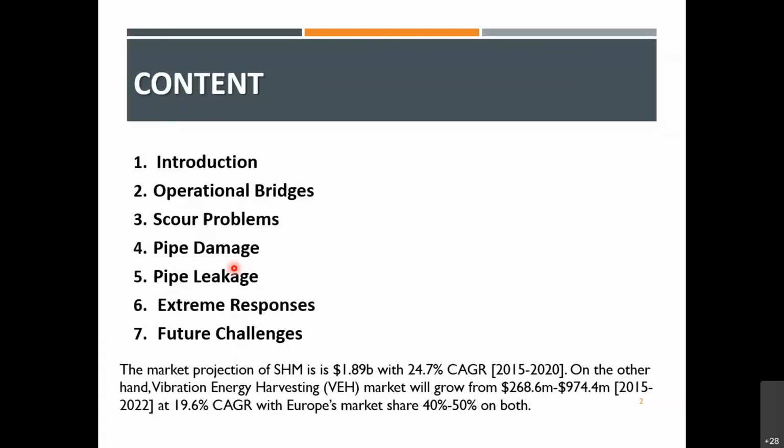I'll start with the idea that irrespective of the exact values I've written in this slide, the market projection of structural health monitoring is actually really high now. People are thinking about it. People have understood the need to put sensors and make the structures more relevant to take decisions based on data. And it's increasing very sharply. With that, the vibration energy harvesting market is also growing really sharply. And this is actually a good time, I think, to investigate these kind of problems with its advantages and limitations.